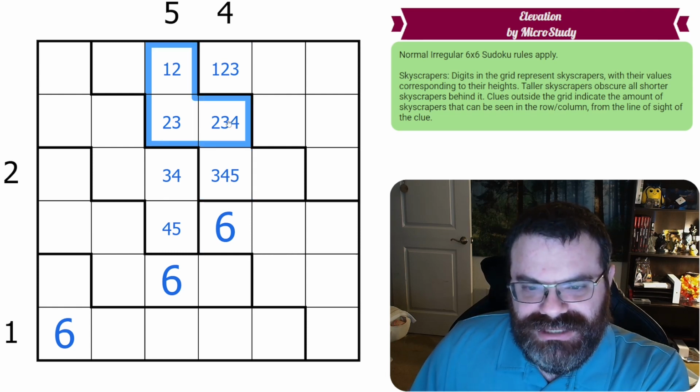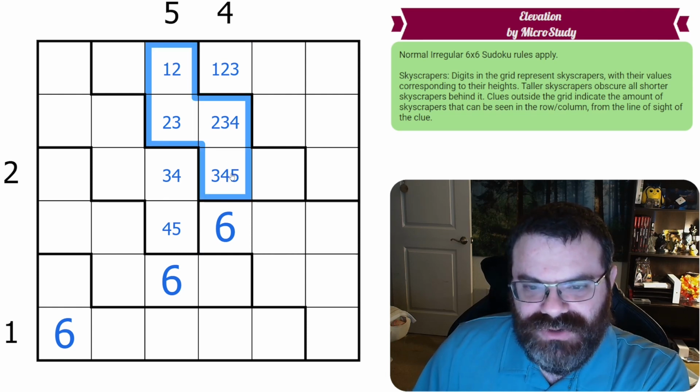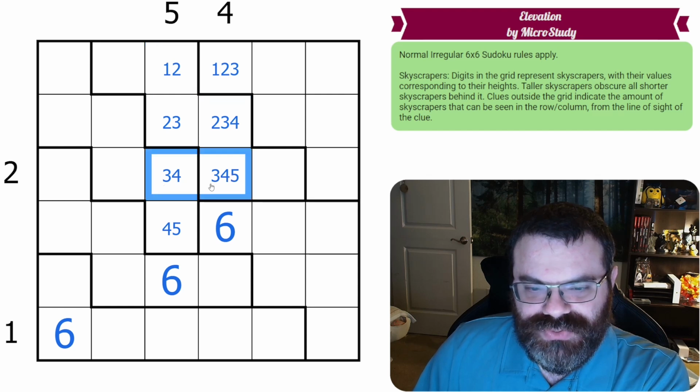Okay, so we don't quite have a quad or anything here. That's interesting. Does this 2 get affected by these? Maybe, maybe not.